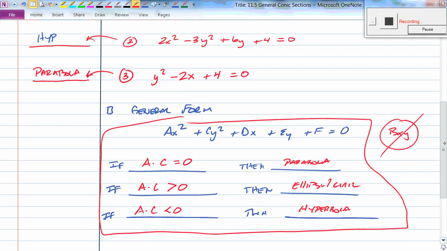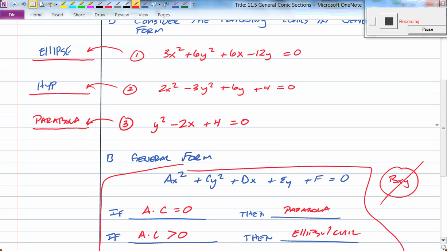So now let's go back and see if our guesses were right. Let's identify in number 1. What's the value of a in the first one? a is equal to 3. What's the value of c? c is equal to 6. If I take the product of 3 times 6, I get 18, which is greater than 0. What does that imply? Ellipse or a circle. But since a and c are not the same, it's going to be an ellipse when we complete the square. So you guys were correct.